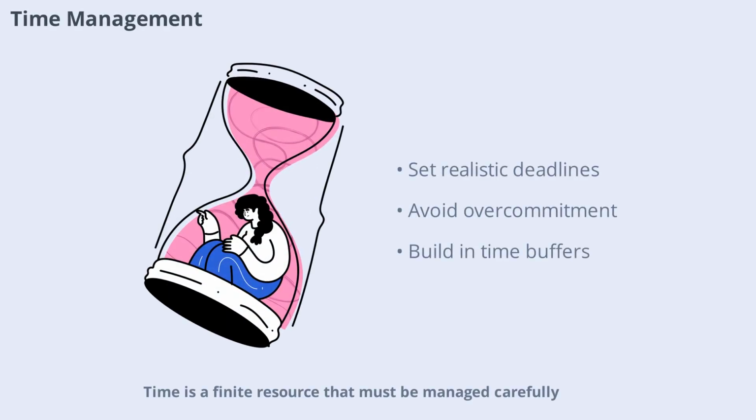Time is a finite resource that must be managed carefully. Allocating time effectively means setting realistic deadlines, avoiding overcommitment, and building in buffers for unexpected delays. Good time management helps keep the project on schedule and reduces stress for everyone involved.